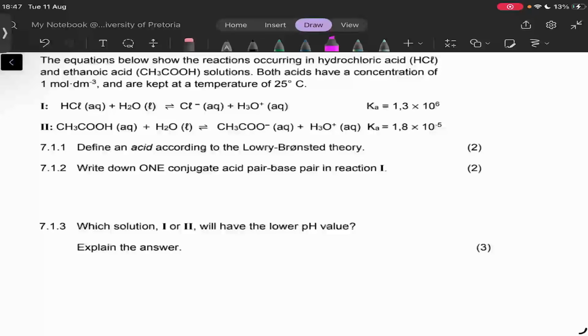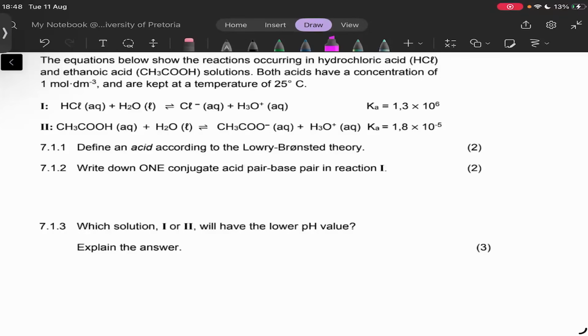7.1 tells us that the equations below show the reactions occurring in hydrochloric acid and ethanoic acid solutions. Both acids have a concentration of 1 mole per decimeter cubed and are kept at a temperature of 25 degrees Celsius. We have reaction 1 given there. We have reaction 2 given as well. And we are also given the Ka values for each of the reactions respectively.